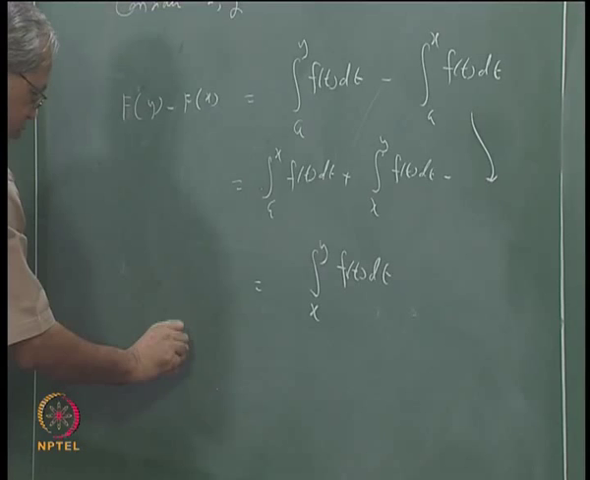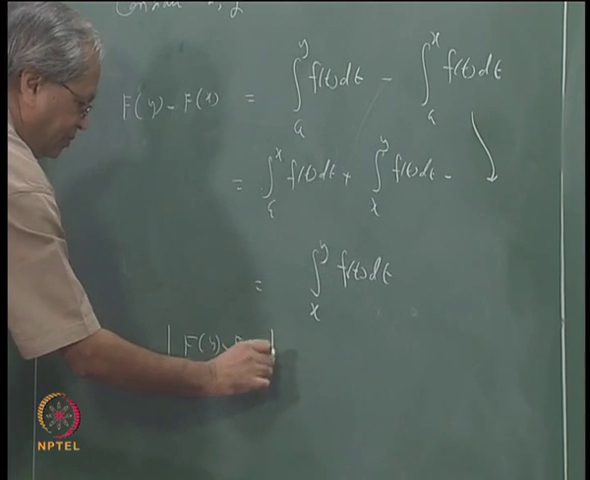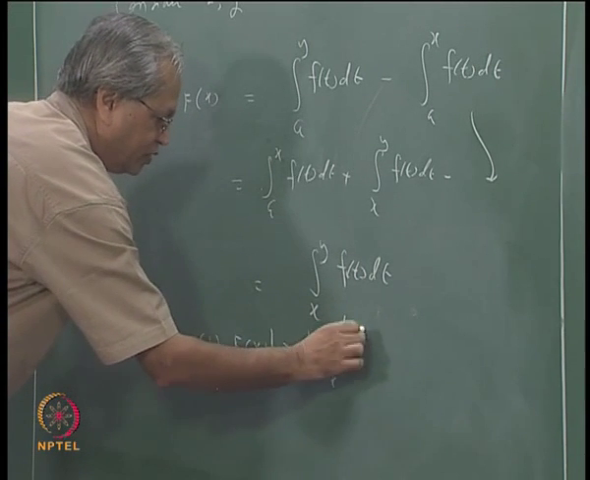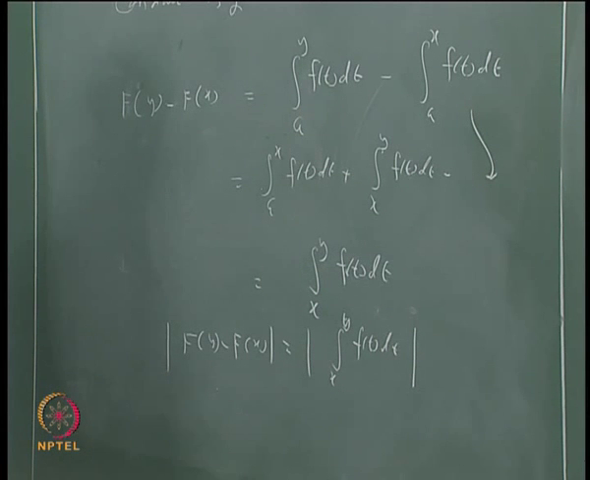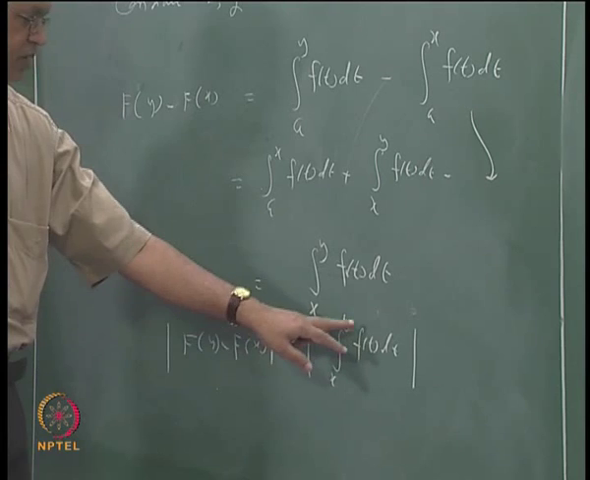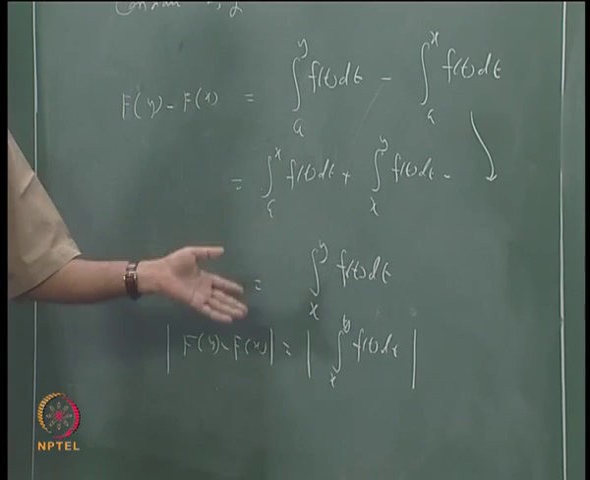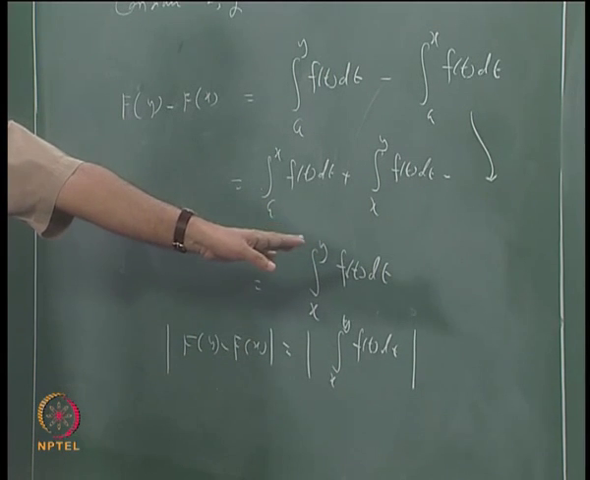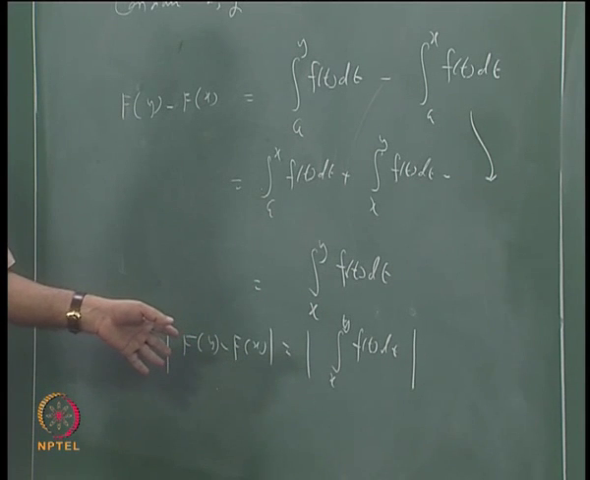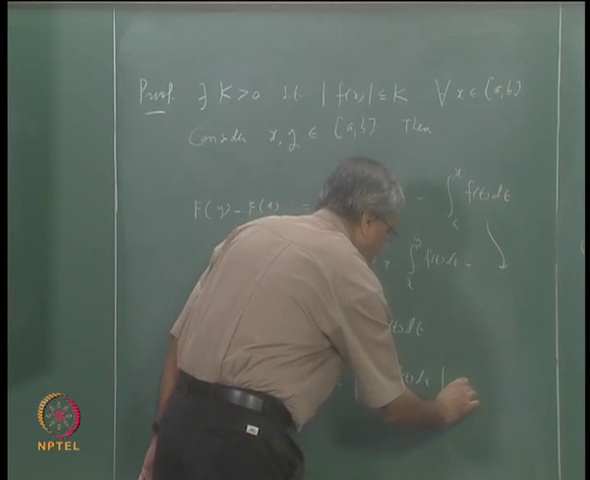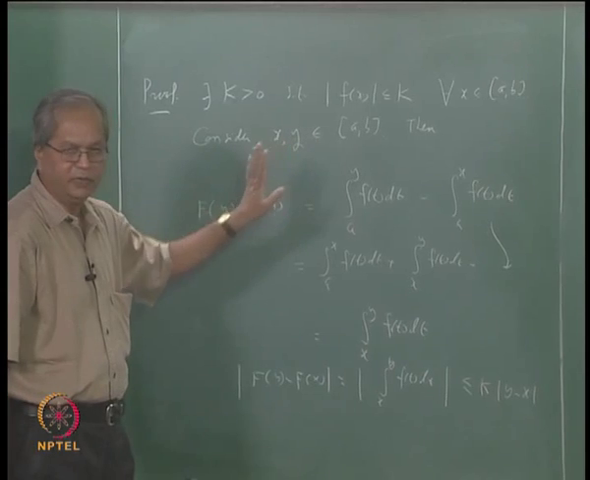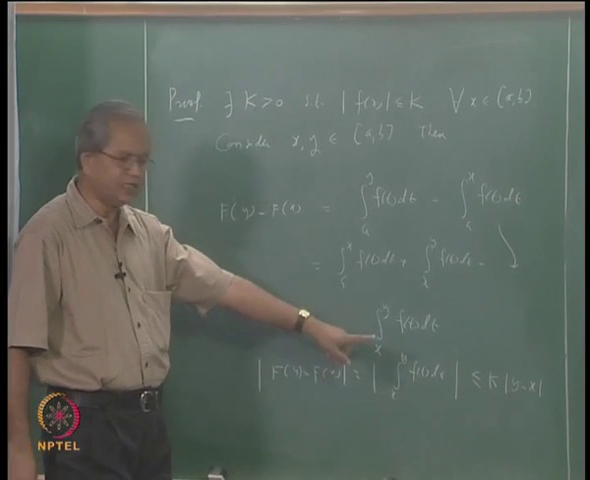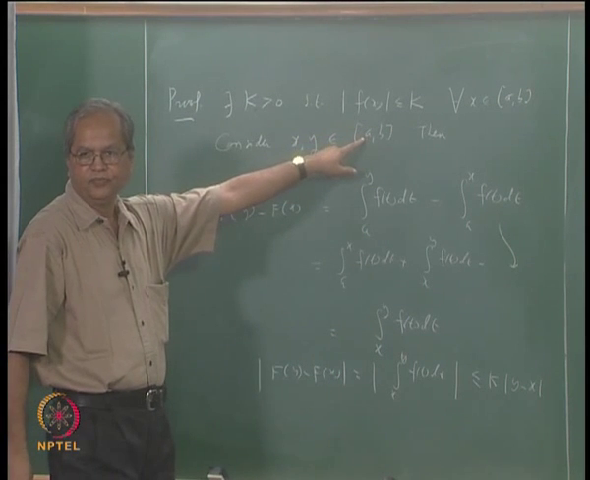Now look at mod F(y) minus F(x). This is the absolute value of the integral x to y f(t) dt. Remember we proved earlier that if mod f(x) is less than or equal to k, then the mod of the integral is less than or equal to k times the length of the interval. So this must be less than or equal to k times y minus x if x is less than y, or k times x minus y if y is less than x. In both cases it is less than or equal to k times mod y minus x, and this is true for every x, y in [a, b]. So this shows that big F satisfies the Lipschitz condition with Lipschitz constant k.